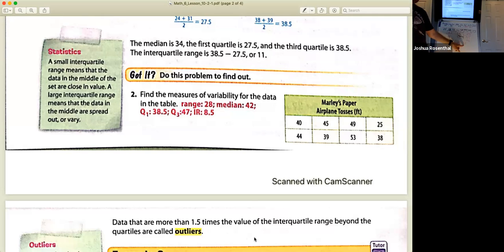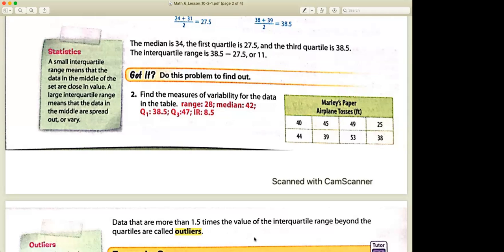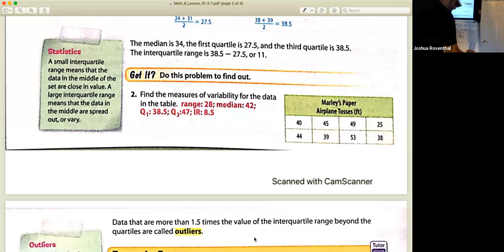Okay, so here, what was our interquartile range? It was 8.5. So what's 1.5 times that? 8.5 times 1.5. 9.75. You got it? Okay, 9.75. If you are 9.75 above the upper quartile, what would that be? So the upper quartile was 47. Add 9.75 to that to get 56.75. And it says if you are more than that, so that's the highest you can be, is 56.75.